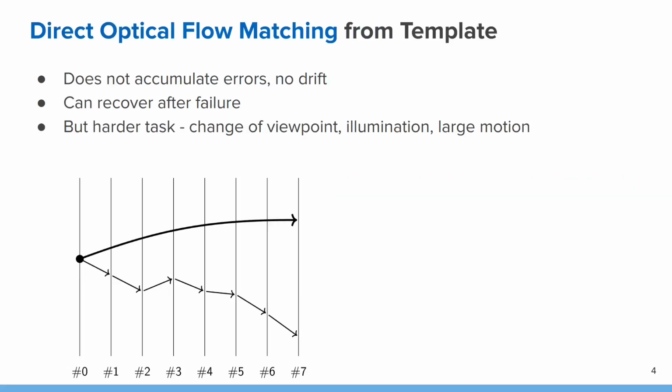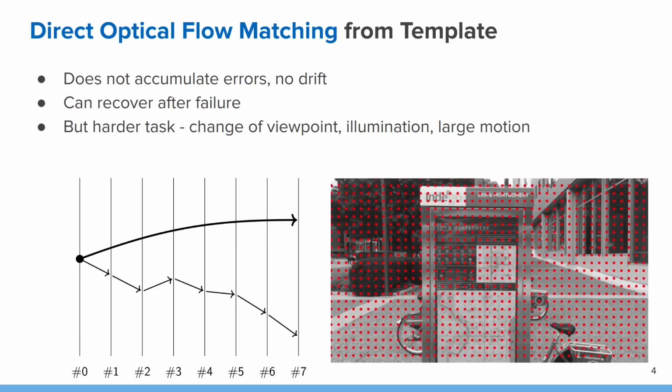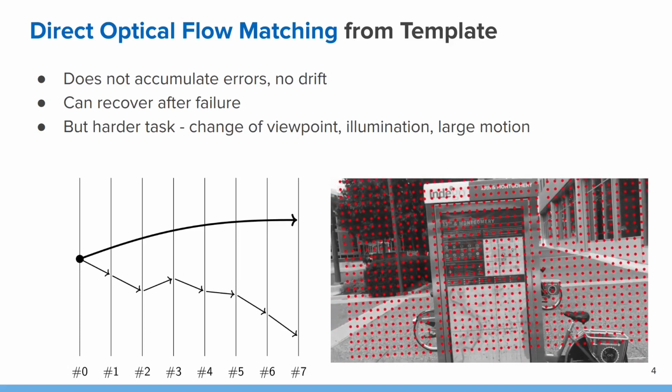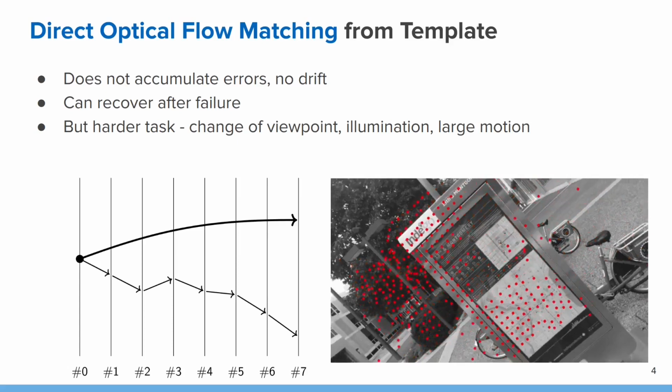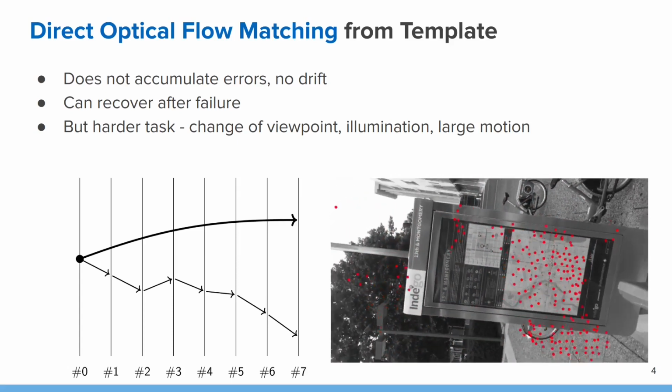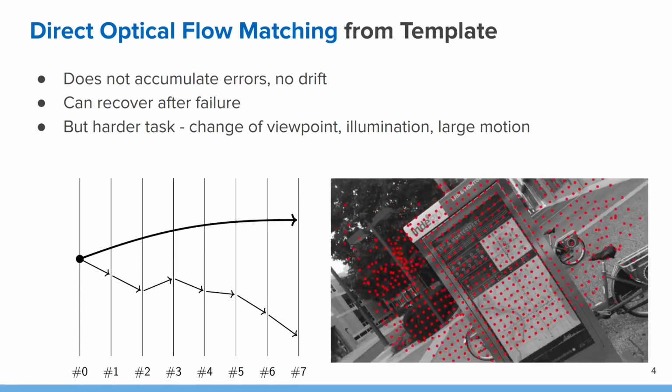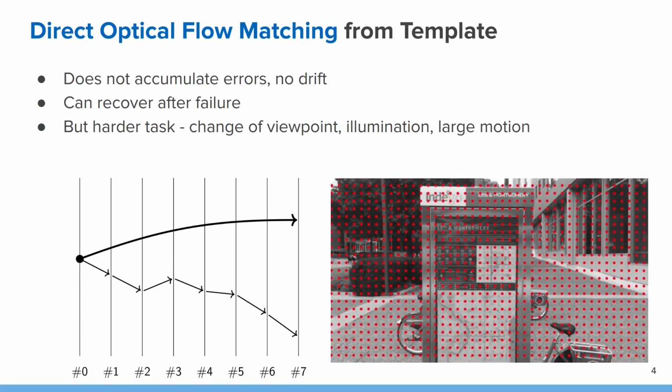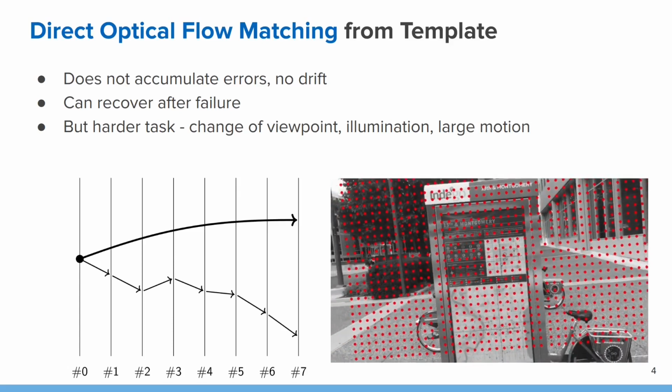Another approach is to estimate the optical flow directly between the template frame and the current frame, drawn as the bold arrow in the diagram. This way, the optical flow errors do not accumulate, and since the estimation is done independently for each target frame, the direct matching approach can recover after failure. However, the direct matching is a harder task due to change of viewpoint, change of illumination, and large motions accumulated over time. The video shows a failure caused by a significant camera rotation and recovery on later frames.